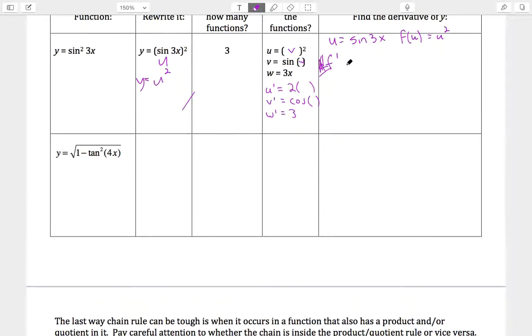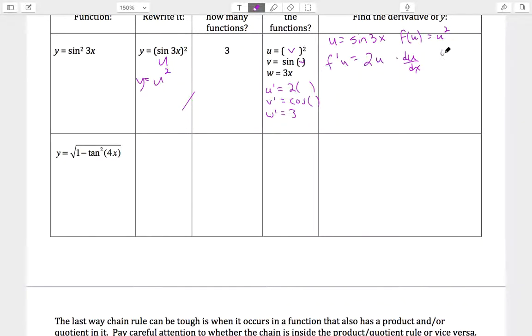I'm just going to say f prime of u for right now. That's going to be 2u to the 1 power. But I want it with respect to x. So I have to take the derivative of this with respect to x, or du dx, because all of this is with respect to x, right? Okay, so I need to figure out what du dx is.